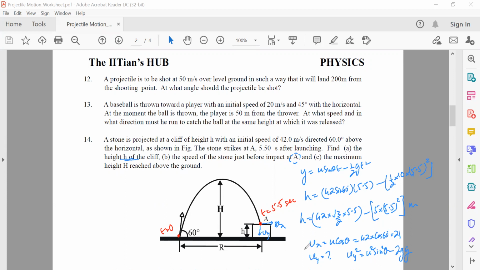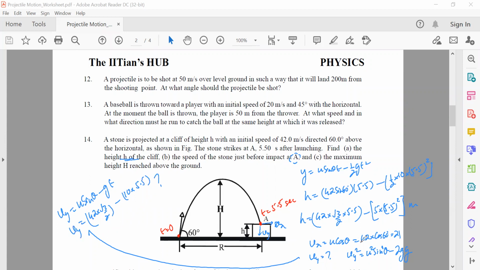Or you already know the time, so you can use that also. You can also use vy is u sine theta minus gt. You already know the value of time, so even this is reasonably easy. Minus 10 into 5.5. So from this you will get the value of vy. And once you get vy, you can find the speed just before impact.